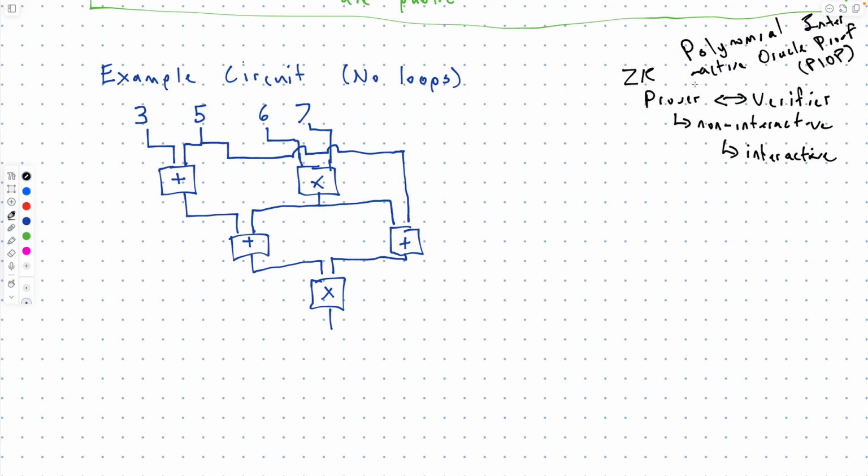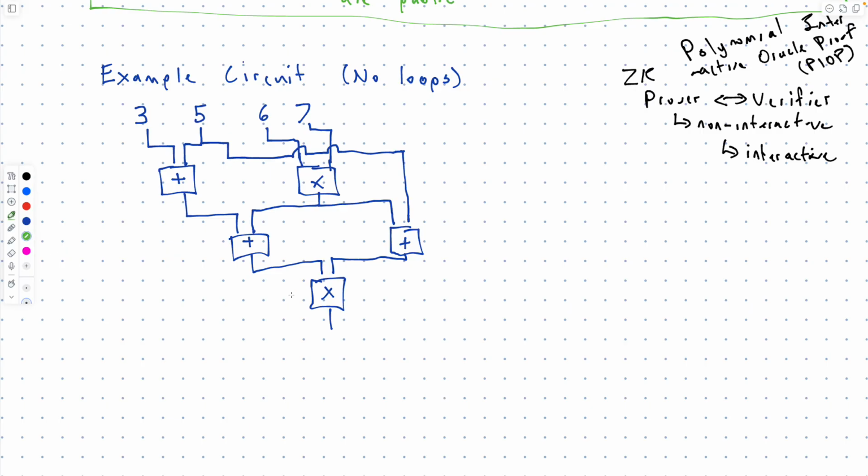Yeah. So I didn't understand that. What is prover to non-interactive and interactive? Okay, so zero knowledge is a protocol between a prover and a verifier. And it can either be non-interactive or interactive. And so we're going to start with an interactive protocol and then we'll make it non-interactive.